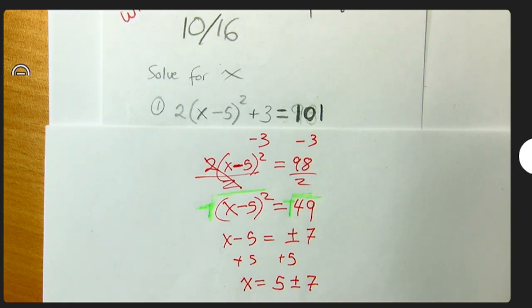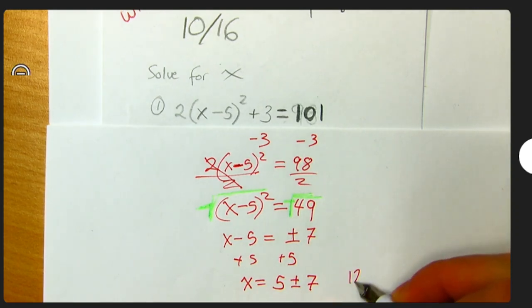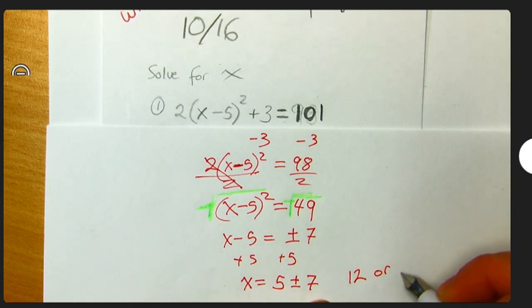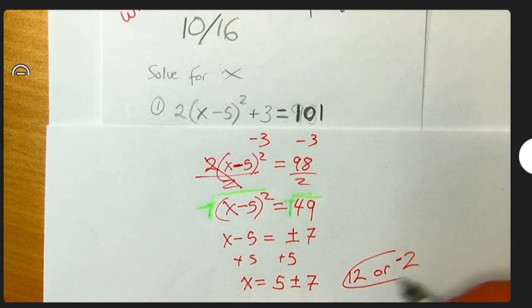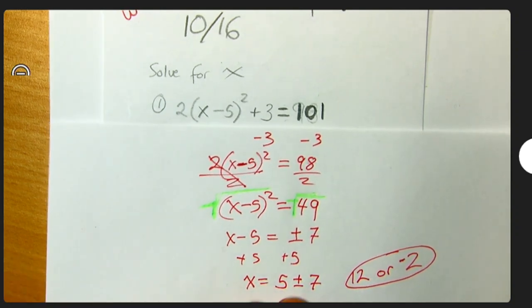Some number plus or minus some other number that's not as easy to actually add to it, like the square root. In this case, we actually could finish, if you want. What is 5 plus 7? What is 5 minus 7? 2. So there are the two answers. But let's look at the next one and then you'll see why this is actually where we stop lots of times.